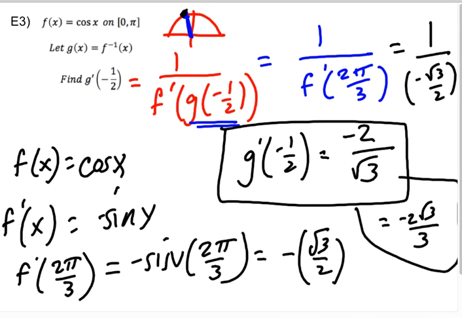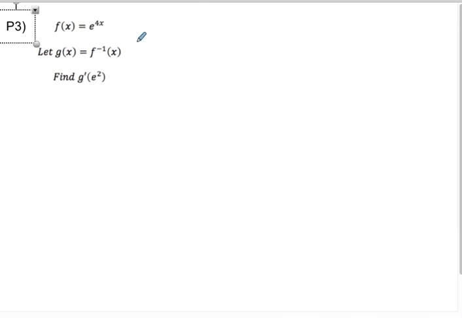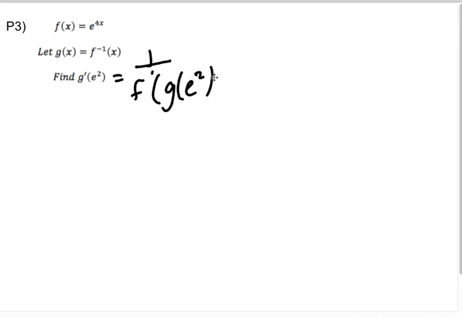All right. P3, you're going to go ahead and give a try of the same skill set that we just did, right? So again, I want g prime of e squared. The first thing you have to do is regurgitate what that formula is, right? It's 1 over f prime of g of e squared. If you don't know the formula, you're kind of stuck, right?